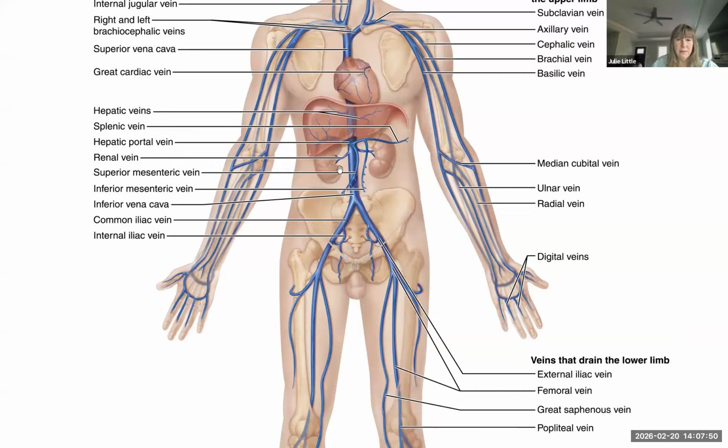The only other vein I haven't mentioned so far, here we have the kidney. So the vein that's draining the kidney is the renal vein. The renal arteries take blood to the kidneys, the renal veins drain. Let's look at some up close pictures.